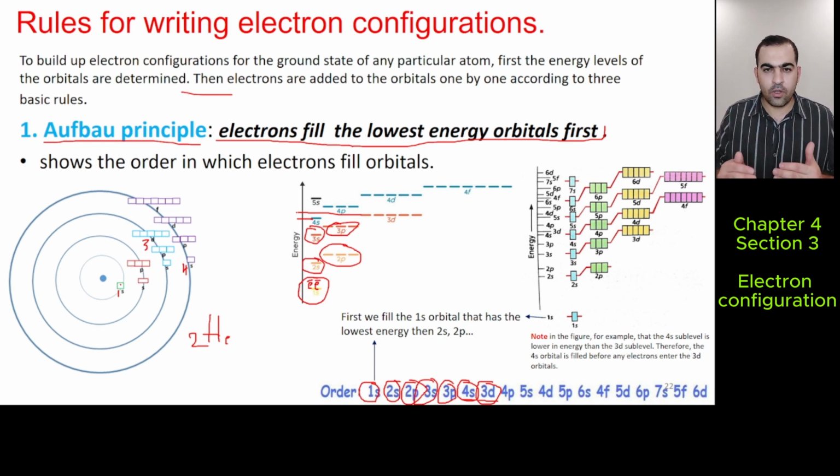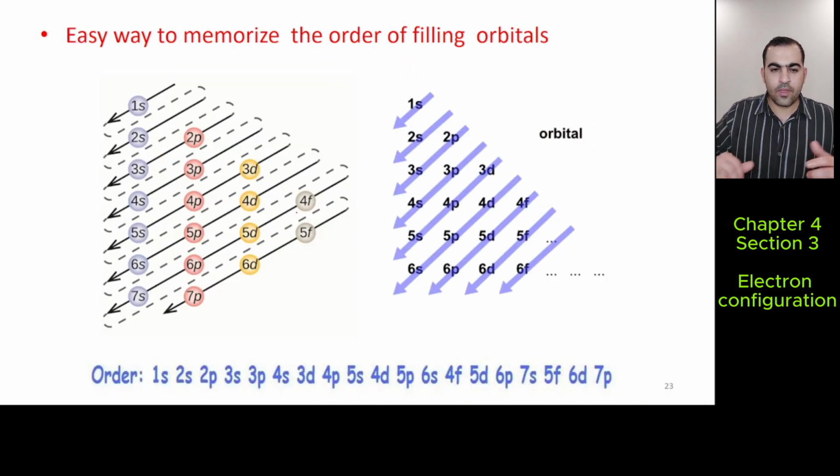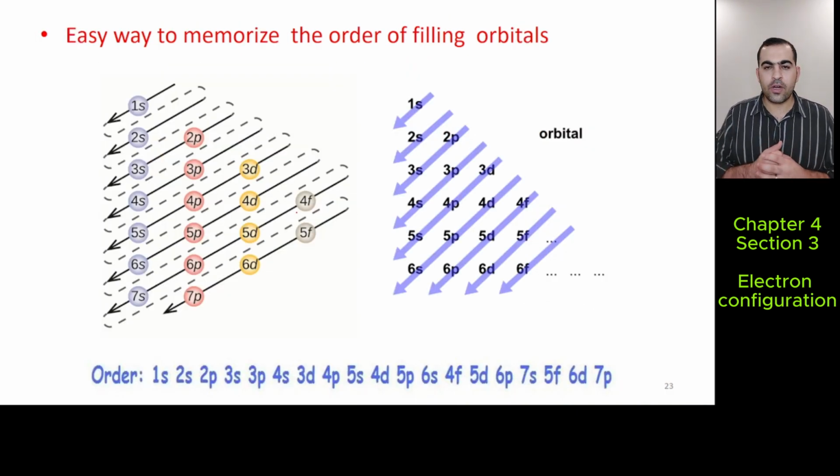So which one is the lowest? 1s. So you must know the order: 1s, 2s, 2p, 3s, like that. This is an easy way to memorize the order of filling orbitals.